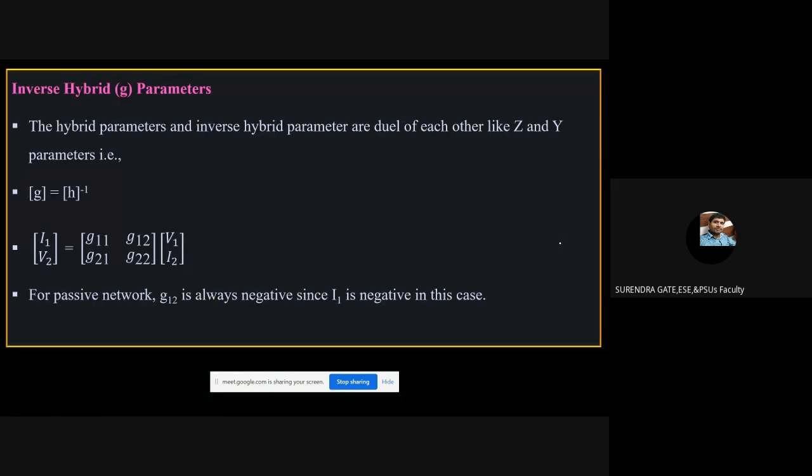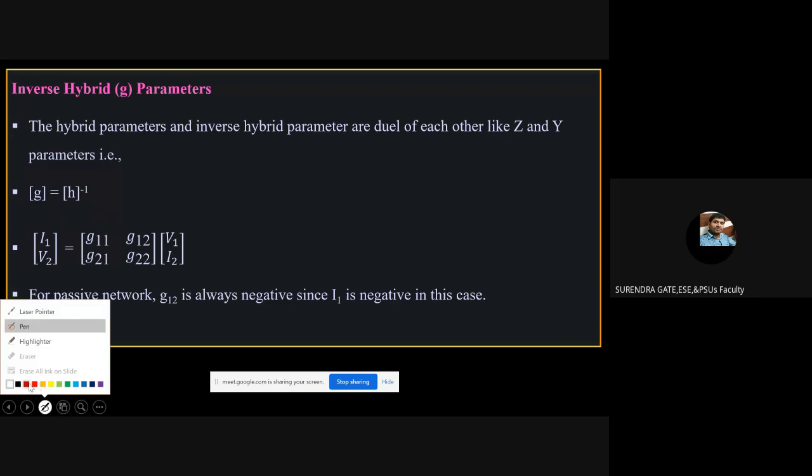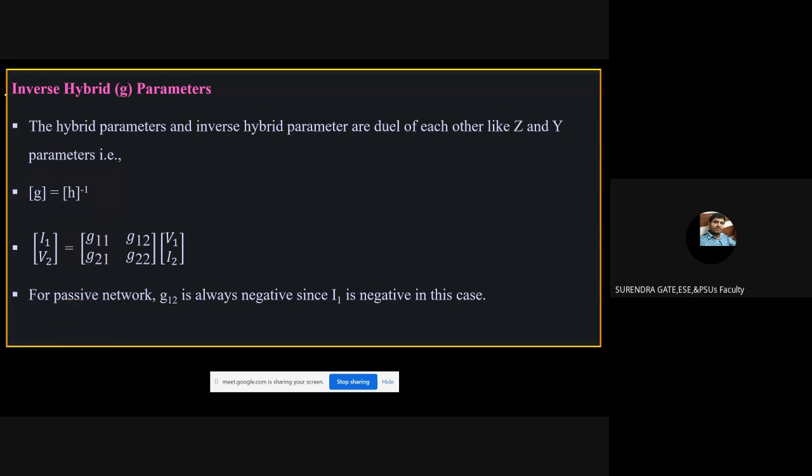Next, inverse hybrid parameters, that is the G parameters. Inverse hybrid is also called G parameters. The hybrid parameters and inverse hybrid parameters are dual of each other, like Z and Y. That's why G equals H inverse. These are represented as I1 and V2 as a function of V1 and I2.